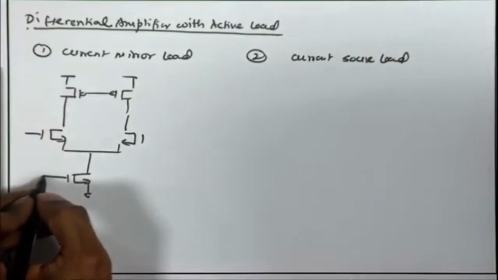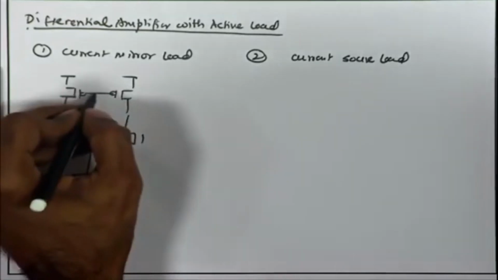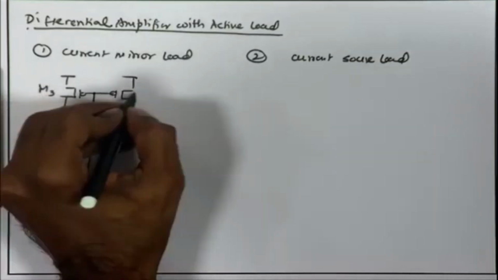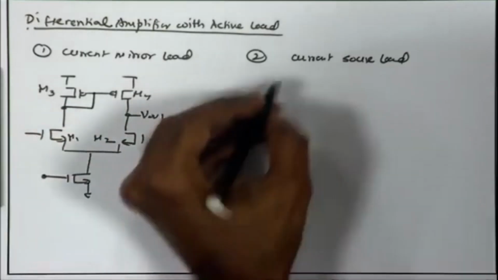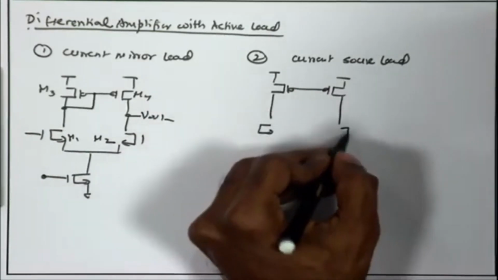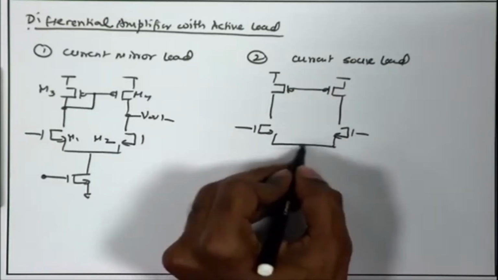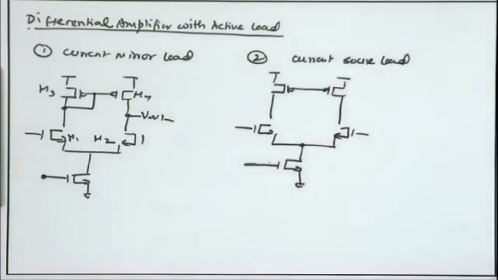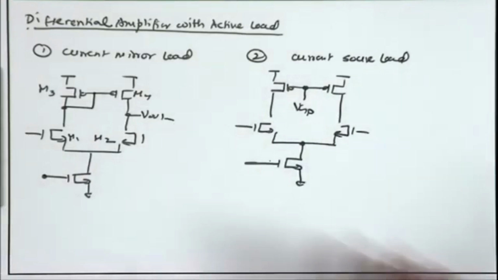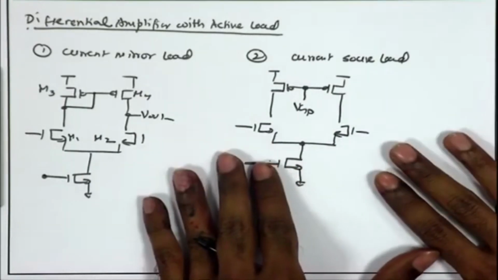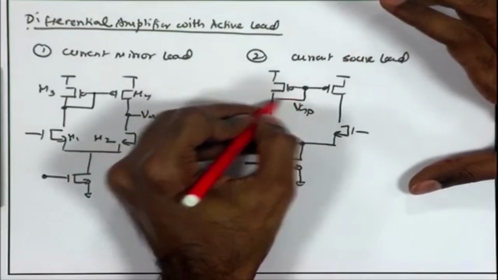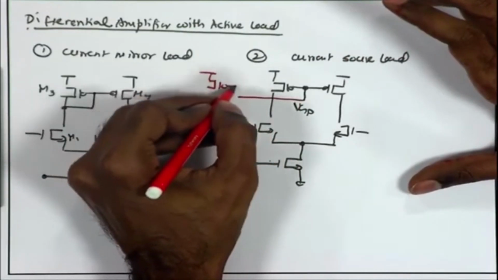I am not drawing the reference branch, it is assumed that this is connected to a reference branch. The second one over here is very similar to what we have already done, a common current source load, and we are assuming that these current sources are once again coming from a reference PMOS current mirror.